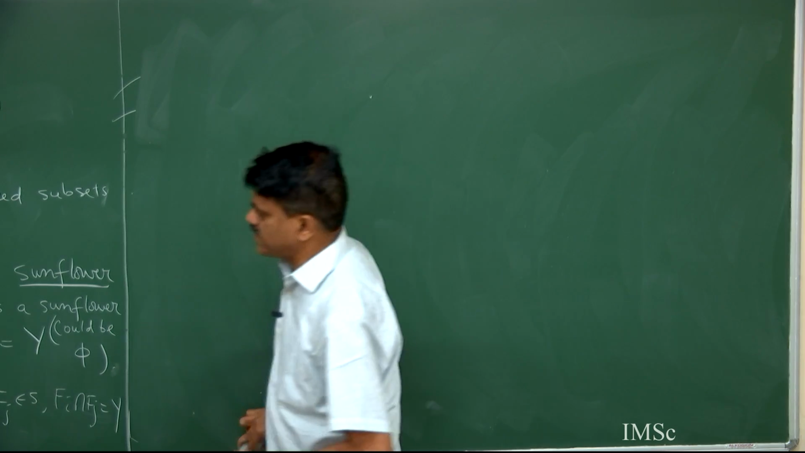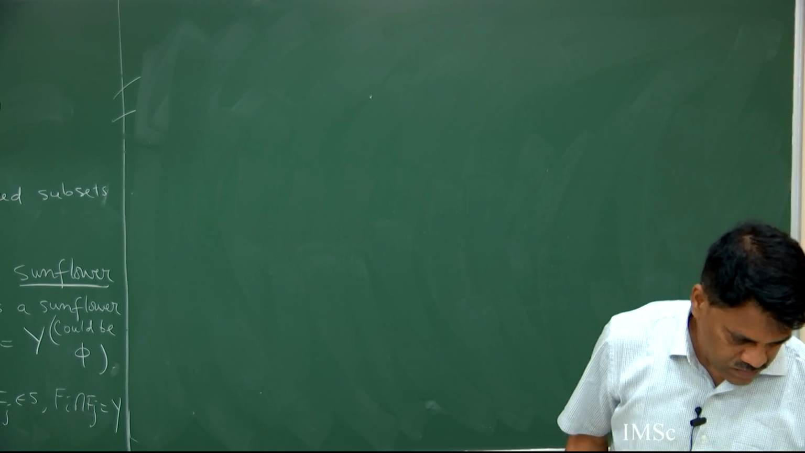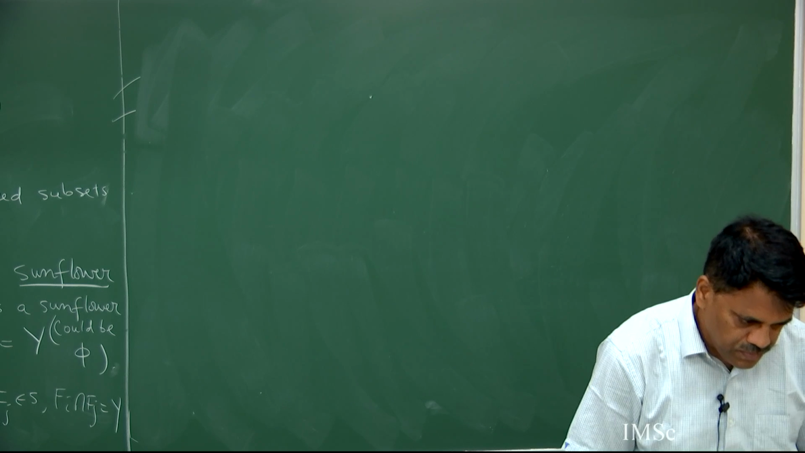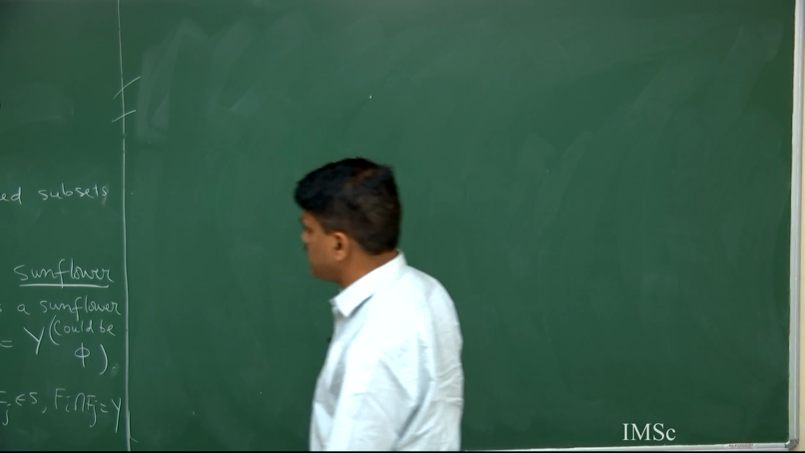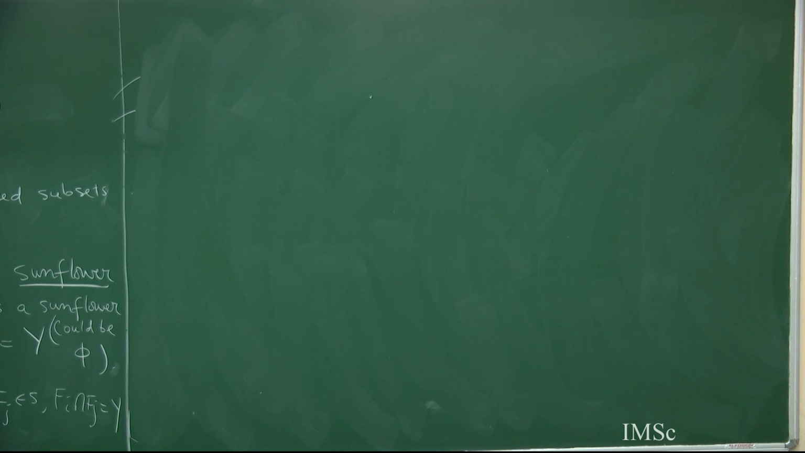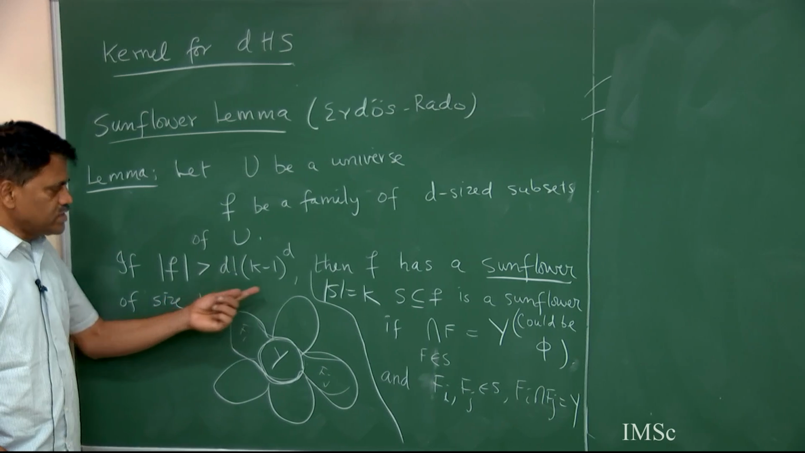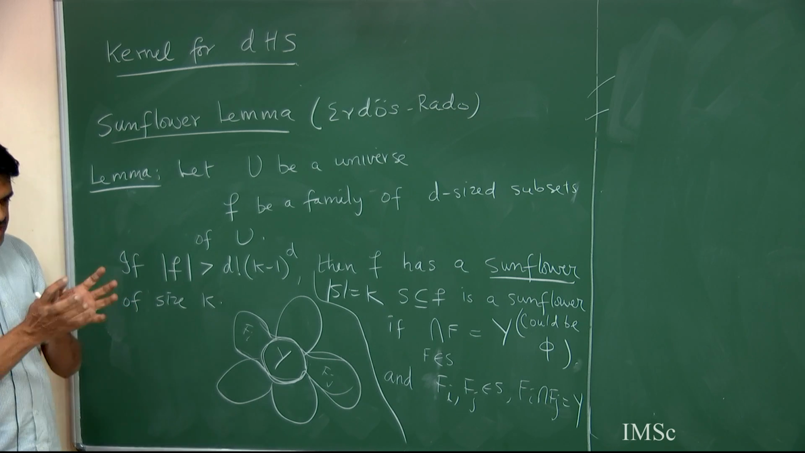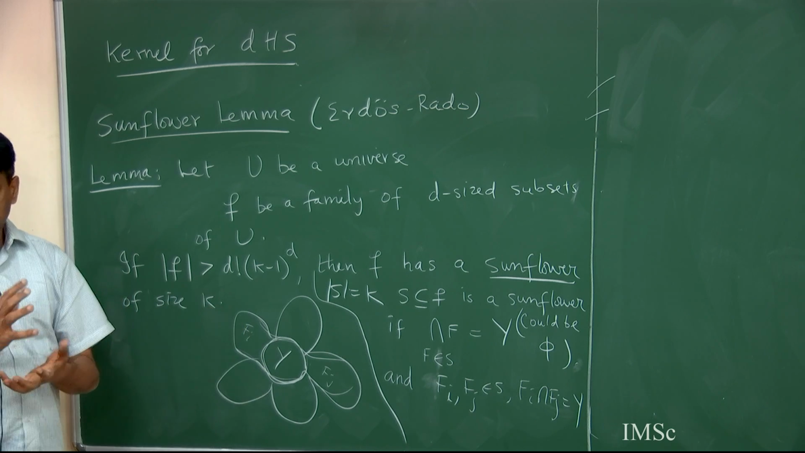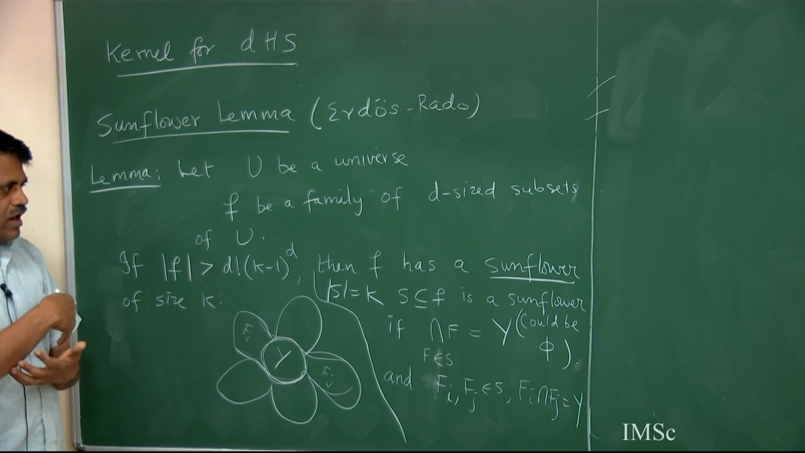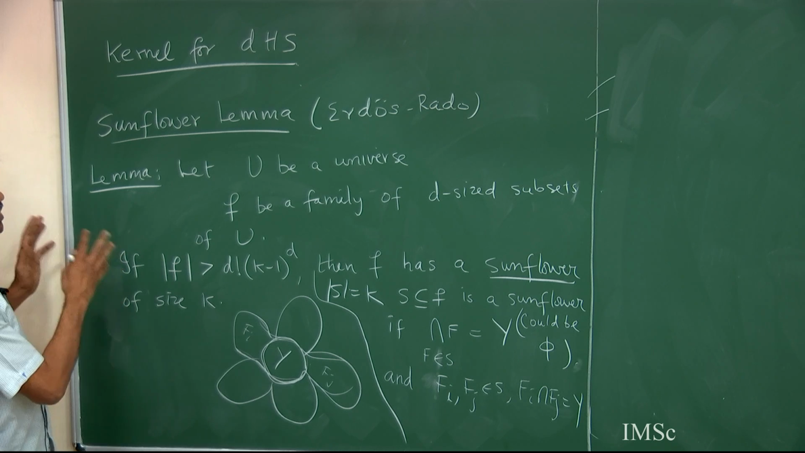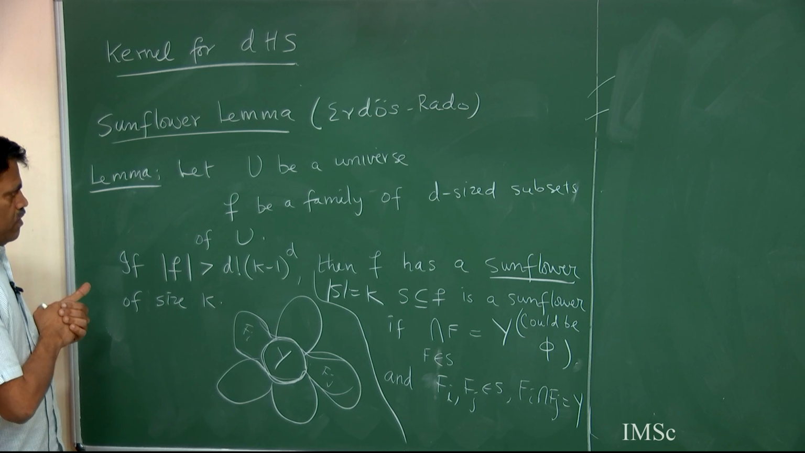So is it clear? Is the statement of the lemma clear? d factorial into k minus 1 power d. What is this k? Cardinality of S is k. So if you have so many sets, then I can find a subfamily from this family where they all intersect at Y, which is called the core. There is one set in which they all intersect, and otherwise they are pairwise disjoint. And the number of such sets is k. The claim is that such a subfamily exists.